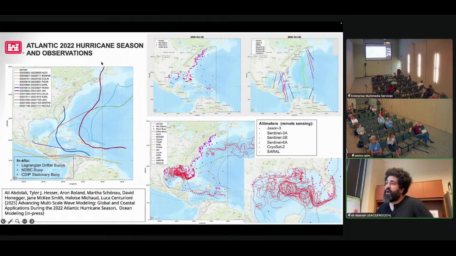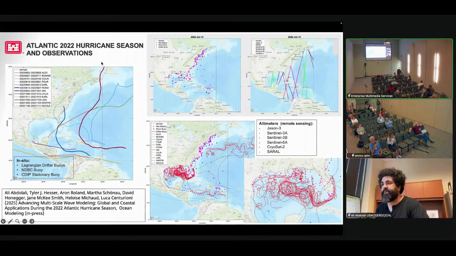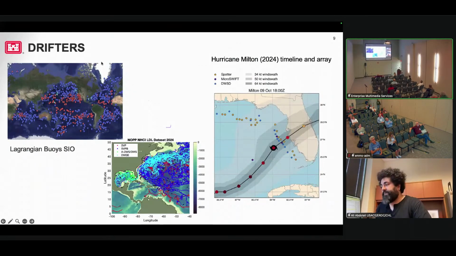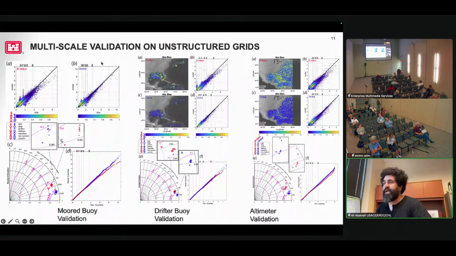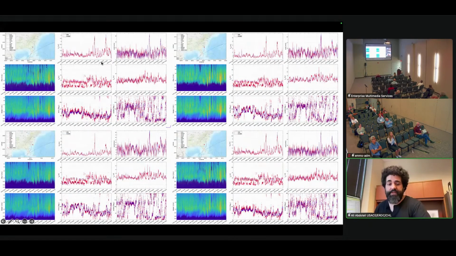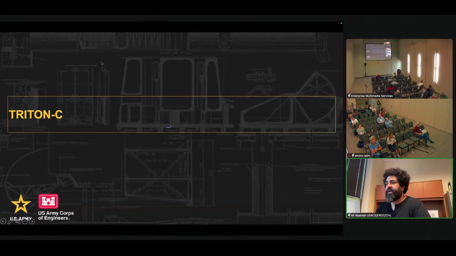And we are working on also integrating the coastal SWOT and CFOSAT satellite altimeters for validation. So these are different types of observations, like the SWOT satellite. I'm just skipping those for the sake of time. And these are the validation between the observations and the model outputs. Very great performance. And then this is Triton.